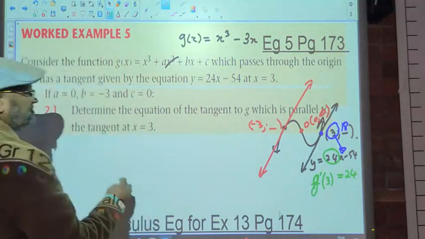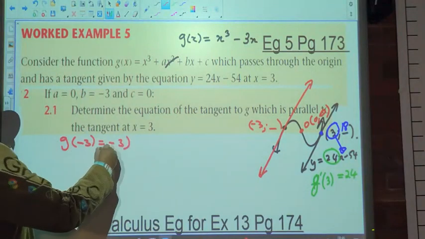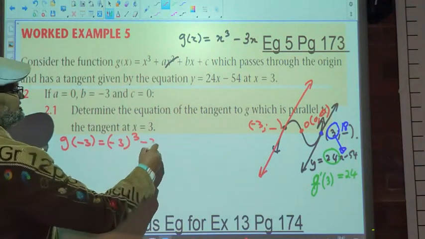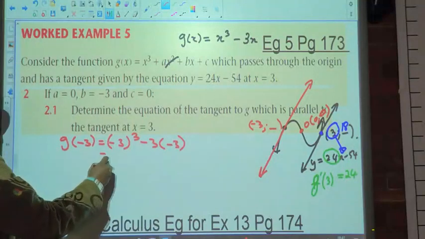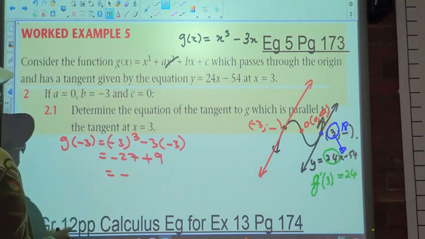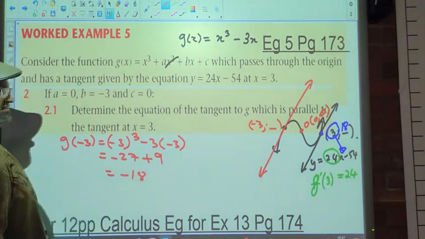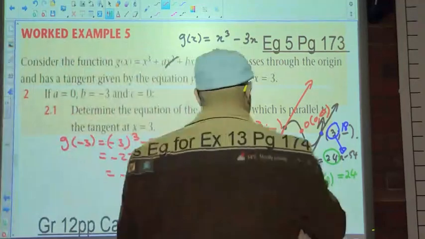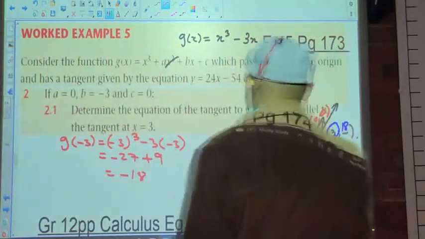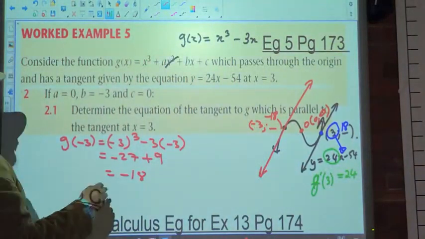Okay, so we now say g of minus 3 is equal to negative 3 cubed minus 3 times negative 3, which is negative 27 plus 9, which is negative 18. Okay. Negative 18. So this point is negative 3 and negative 18.